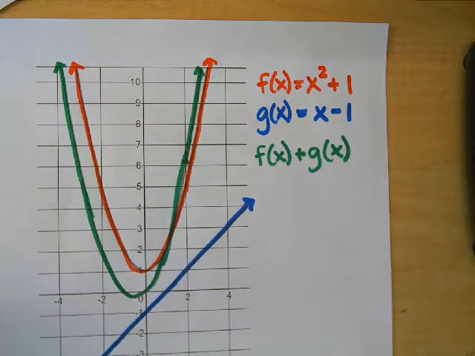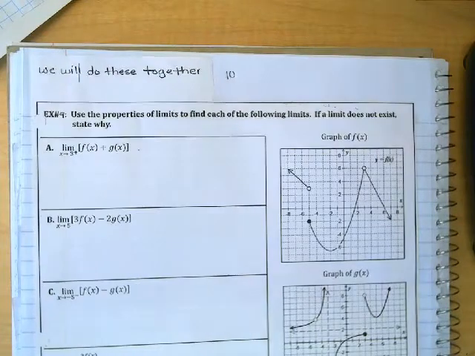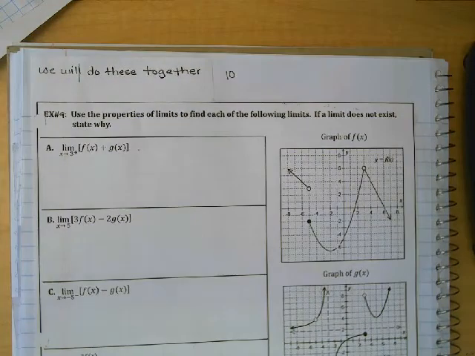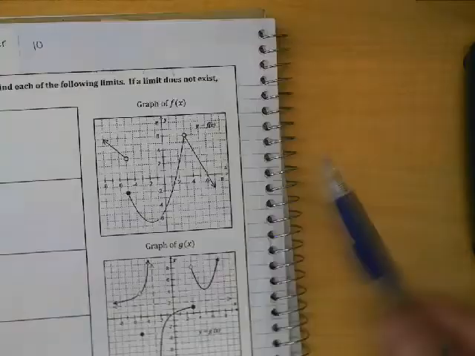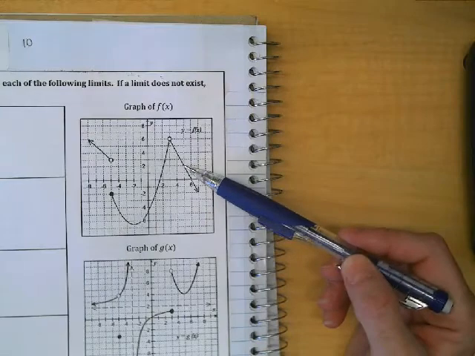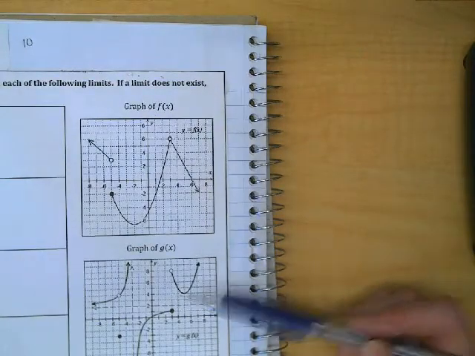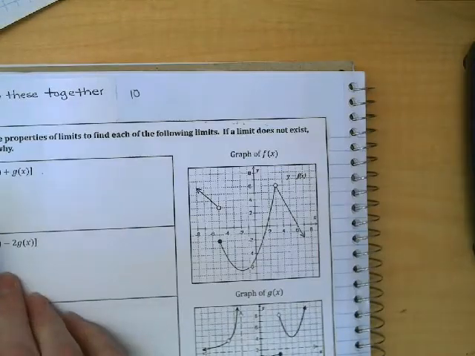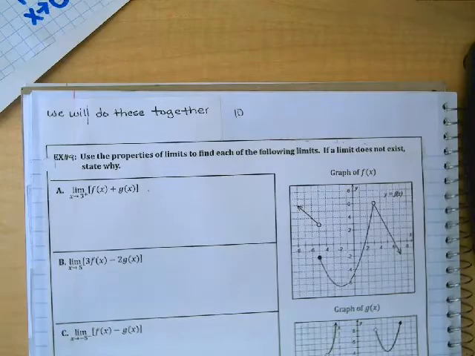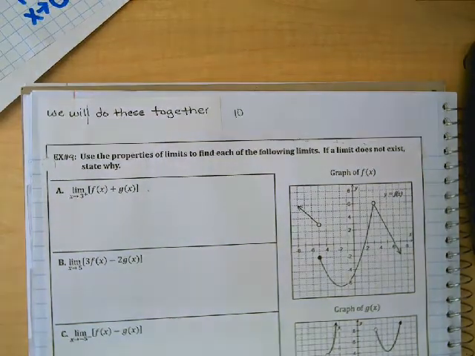Okay, so let's look at what we got going here on these notes. Okay, so I have that we'll do these together. That's what we're doing. Now I want you to really watch the notation. So they're giving me two graphs here. I've got an f function and I've got a g function. And they want to know what's the limit as x approaches 3 from the right of f of x plus g of x. So I certainly don't want to come up with the graph of those two together.